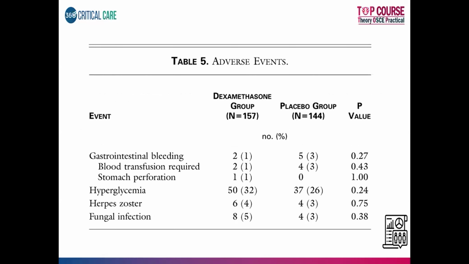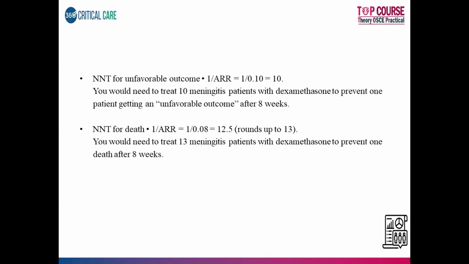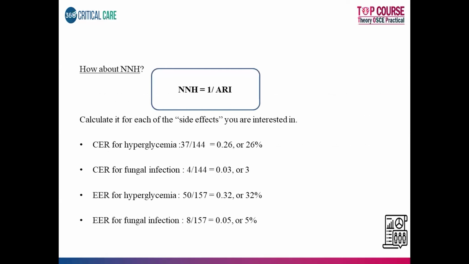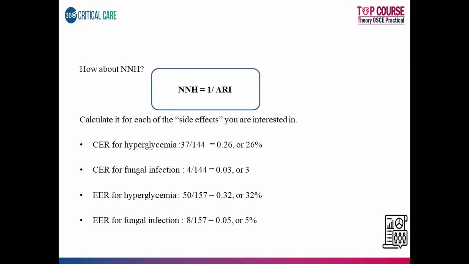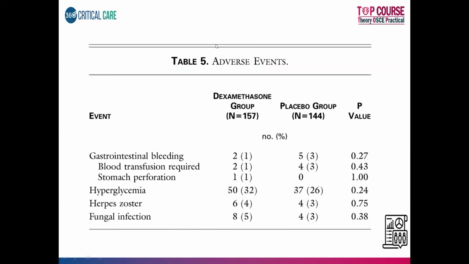Okay. Now, similarly, please calculate for the adverse events. So it is nothing but the number needed to harm. So what is number needed to harm? It is 1 divided by absolute risk increase, ARI. There it is absolute risk reduction. Here it is absolute risk increase, because we are going to see the number of adverse effects which are happening in this study. Okay. So similarly, this is the data which I have given here. So can you please calculate the NNH for hyperglycemia and fungal infections?